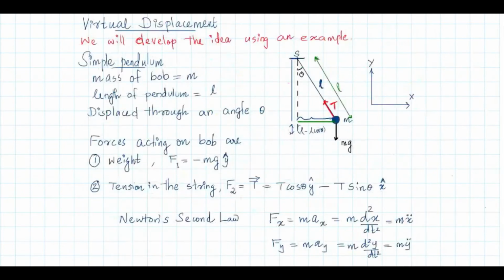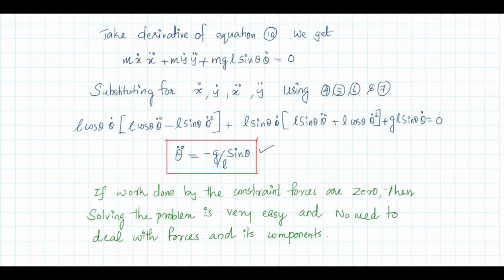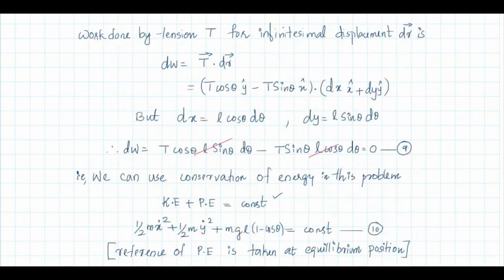Here in this example, it is very clear that when the bob moves, the displacement is perpendicular to the tension. Displacement is perpendicular to the tension. So work done by the tension for an infinitesimal displacement dr is dW equal to T dot dr. T, we already have the equation T cos theta y cap minus T sin theta x cap.